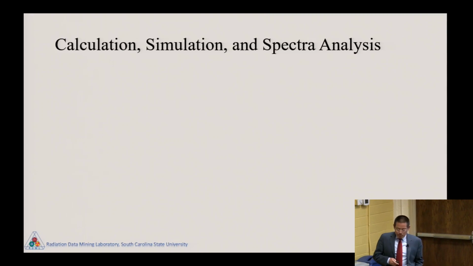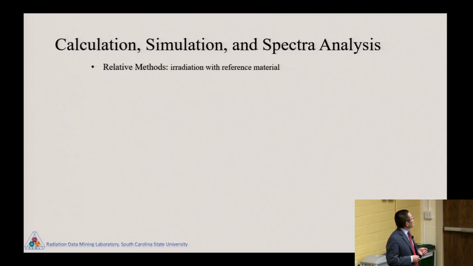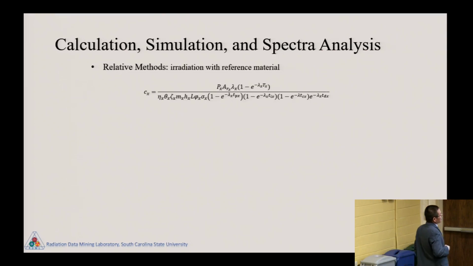So does this mean the photon activation absolute method has low value? And how can you apply nuclear activation analysis to samples? The truth is, in real practice, we are not doing the absolute method. We use the relative method. We always irradiate our sample with a reference material.